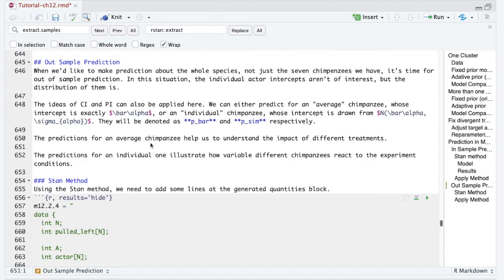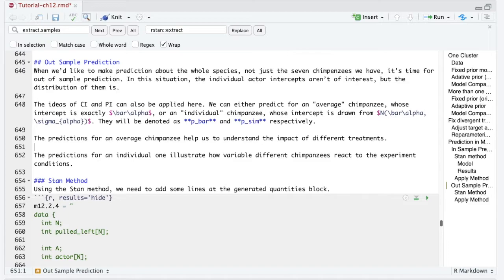We would like to make predictions about the whole species, not just the 7 chimpanzees we have. Or we somehow get a new 8th chimpanzee, and before doing any treatments on it, we want to have some prediction. It's time for out-of-sample prediction. In this kind of setting, the individual actor intercepts aren't of interest, but the distribution of them is.